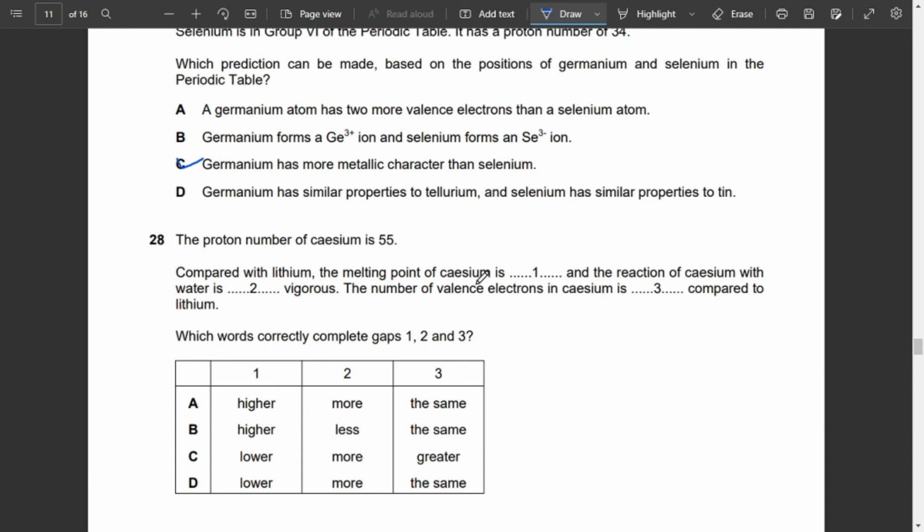And the number of valence electrons in cesium is blank compared to lithium. If we see, the number of valence electrons in cesium is the same as lithium because they're in the same group. So for this, we need lower, then more, and then the same. So it's D.